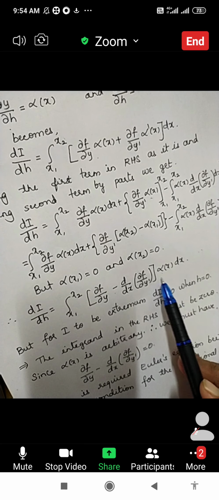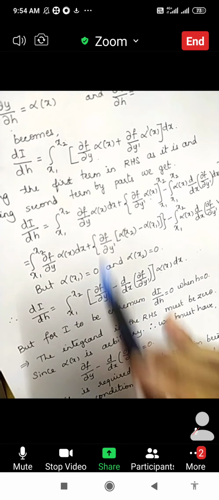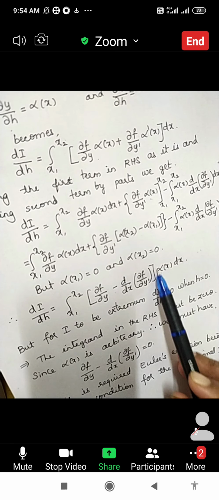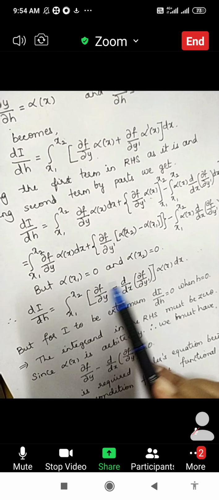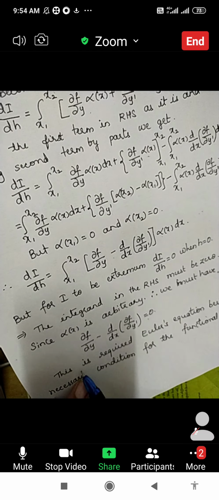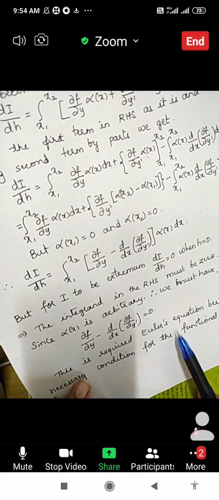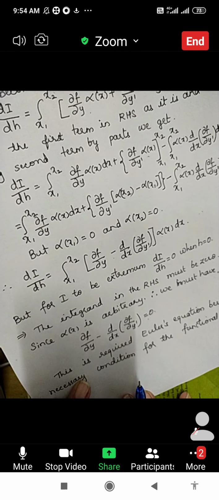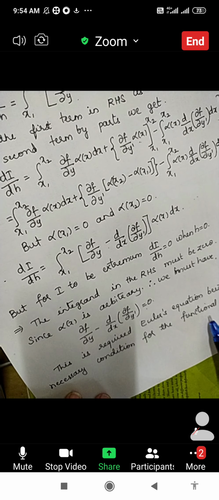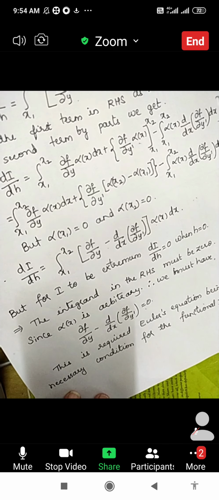If you put alpha of x as 0, then we will not get much out of it. So we take alpha of x as not 0. So we get this square bracket as 0. If you equate this to 0, this is the required Euler's equation. Now what we started with was that I is extremum, so this is nothing but the necessary condition for any functional to have an extremum. This is your Euler's equation.